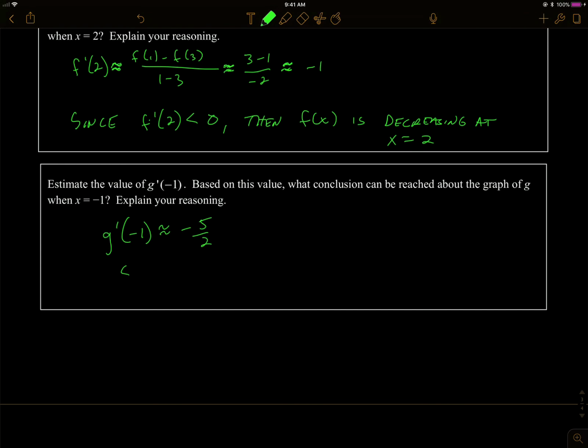Okay, so you should get that your estimate was negative 5/2, and then we say since g prime of negative 1 is less than 0, then f of x is decreasing at x equals negative 1.